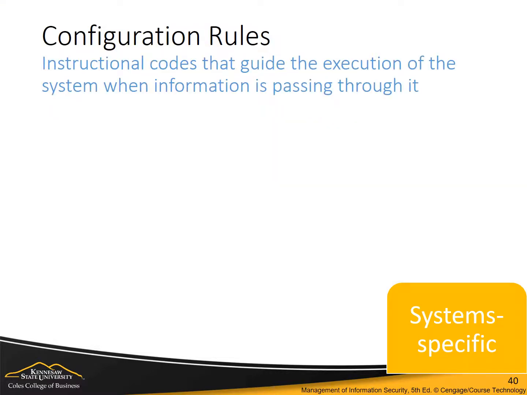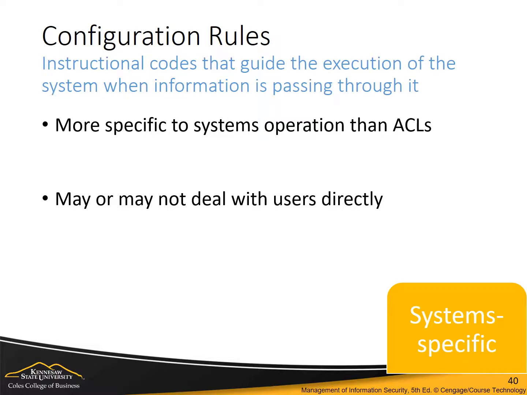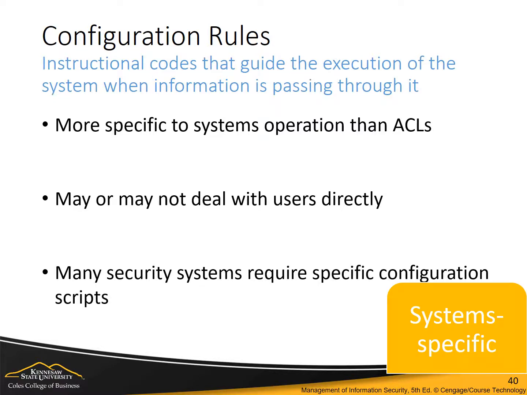Configuration rules are another component of system-specific information security policies. They are instructional codes that guide the execution of the system when information is passing through it. Configuration rule policies are more specific to the operation of a system than access control levels and may or may not deal with users directly. They may deal with more specifically how the systems are configured. Permissions to access may be set up after systems configuration. Many security systems require specific configuration scripts that inform the systems what actions to perform based on the information that they control and/or process.